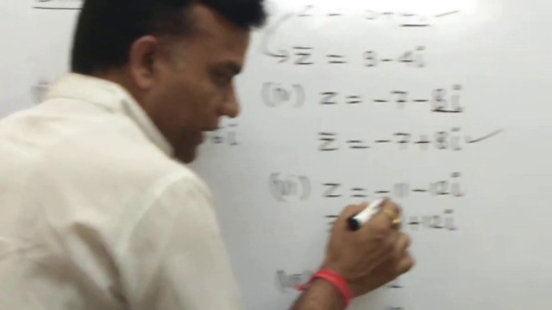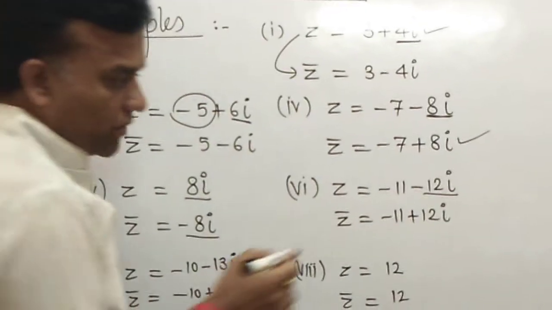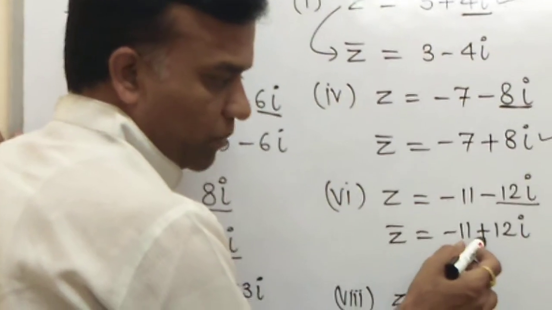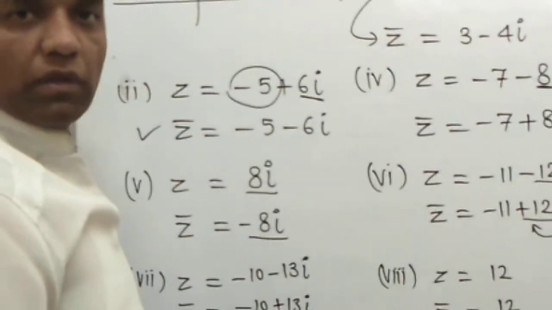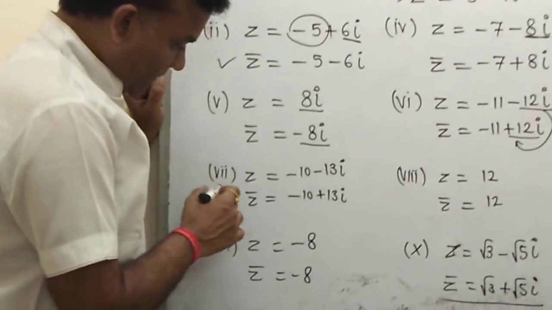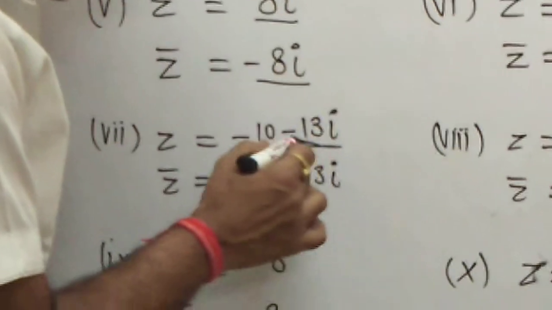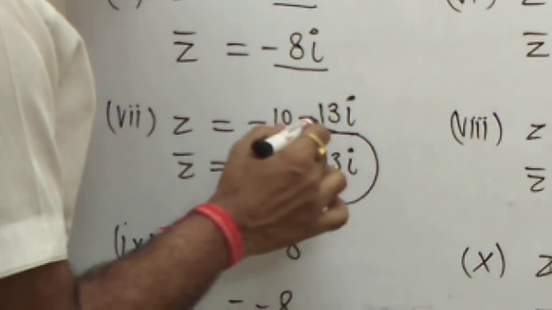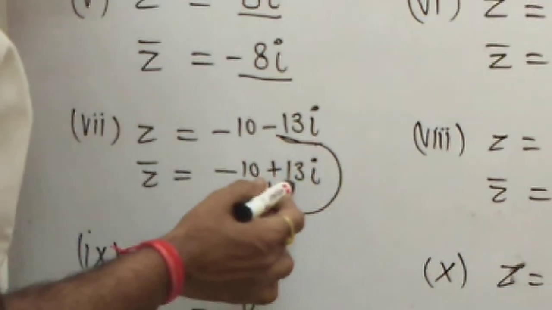And now in the sixth example we have discussed, like minus 11 minus 12i. So now the value is minus 11 plus 12i, because only the sign is converted. Minus sign converts into the plus sign. Similarly, the seventh example: both are minus, so only the sign of i is changed into plus. So here minus 39, now you find the conjugate, then it is plus 39.